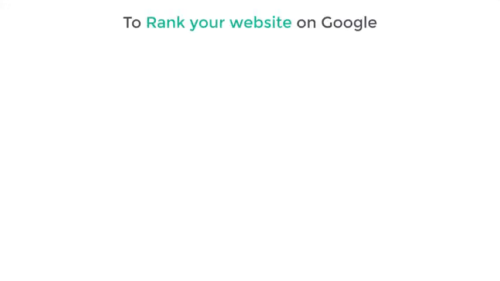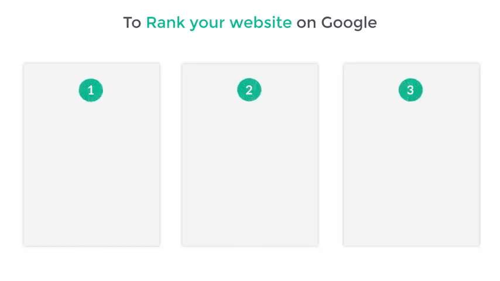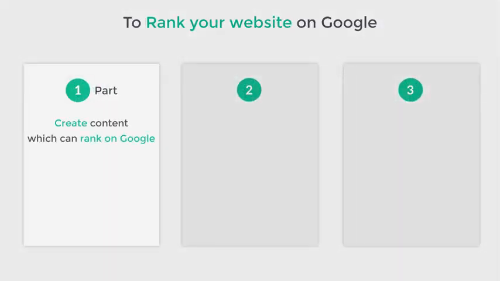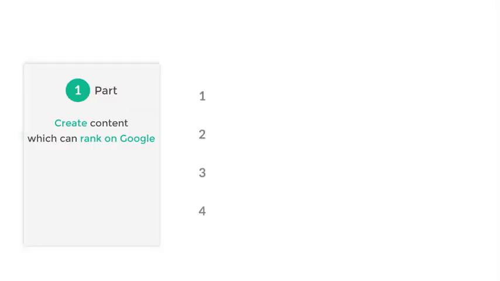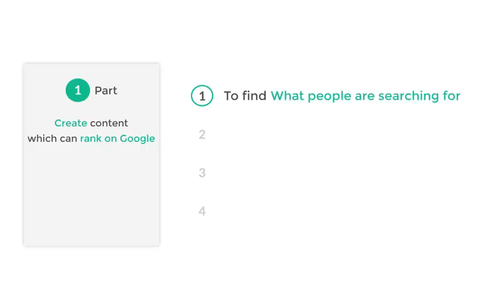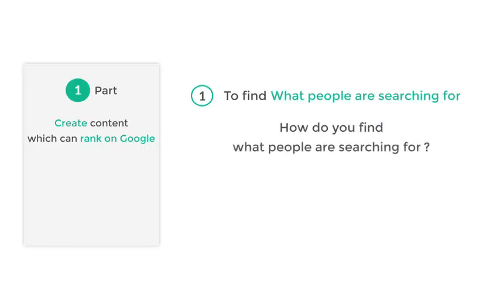So in order to rank your website on Google, we are going to do 3 parts. The first part is to create content which can rank on Google. So to create the content, the first step is to find what people are searching for. Now how do you find what people are searching for?